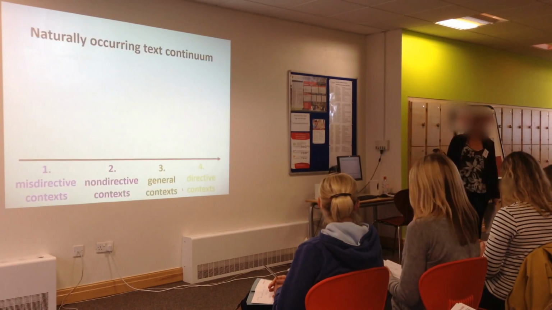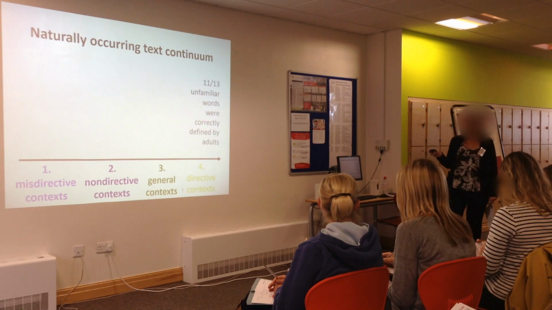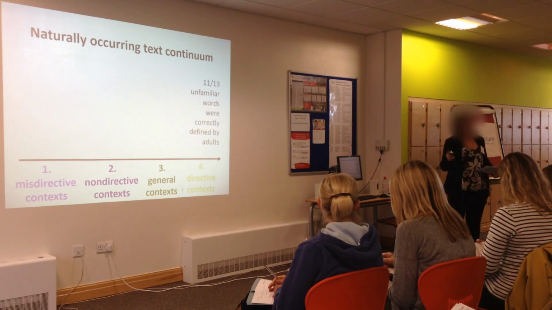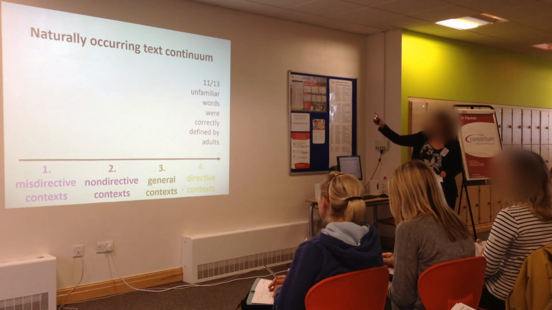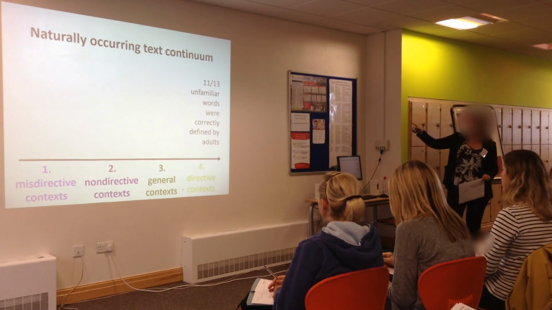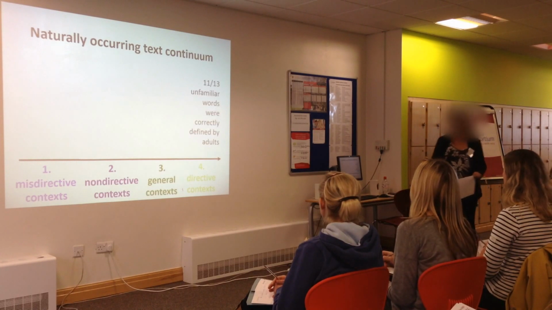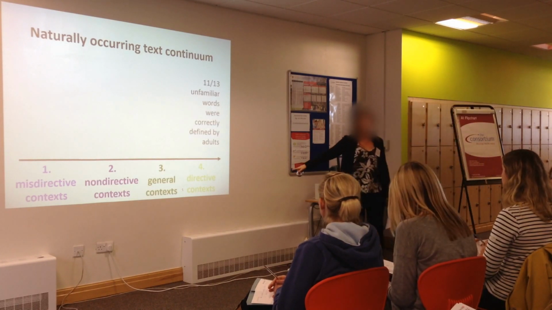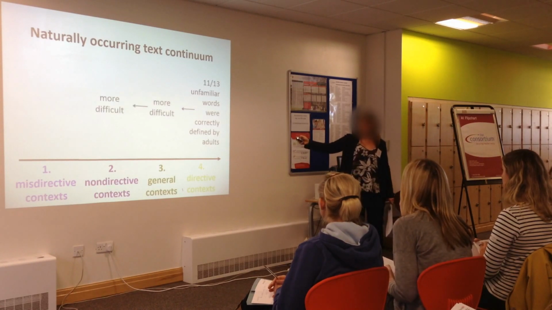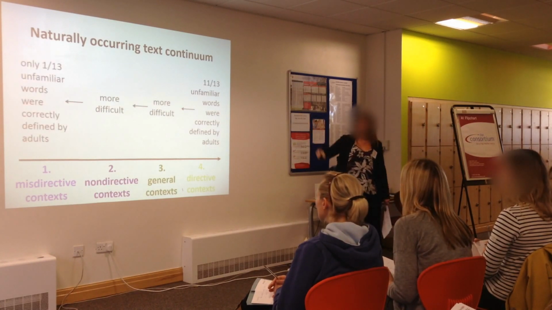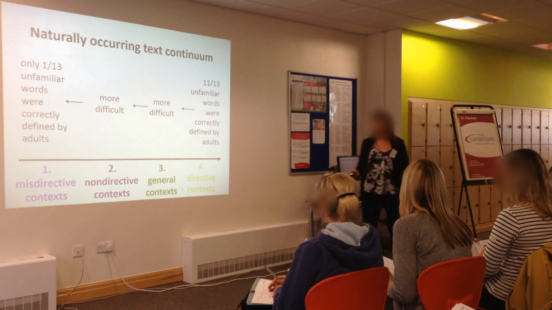And as you'll see, when they came to do their studies of this, they tested adults because they wanted the adults to know a good decent number of words. And 11 out of 13 unfamiliar words were correctly defined in the directive context. So 11 out of 13 you can guess from a directive context. It got more and more difficult until the misdirective, when only 1 out of 13 were correctly defined.